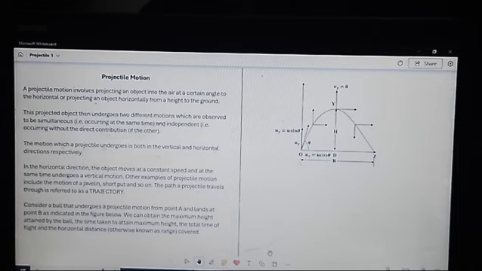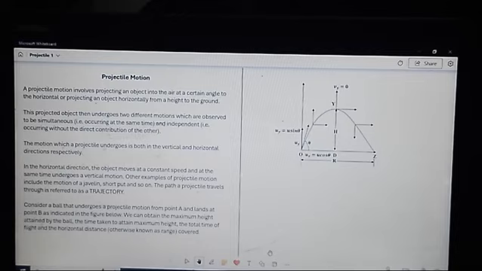When we say projectile motion, what is this motion we're talking about? It's actually a motion that involves projecting an object into the air at a certain angle to the horizontal, or maybe projecting an object horizontally from the height of a building or from a particular height to the ground. This object that is being projected is called a projectile.